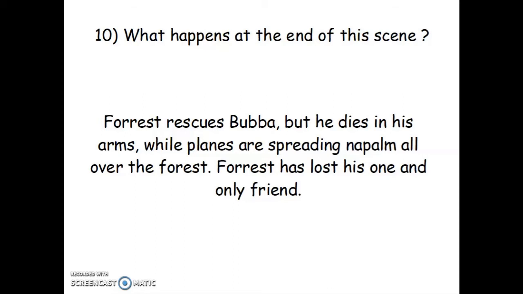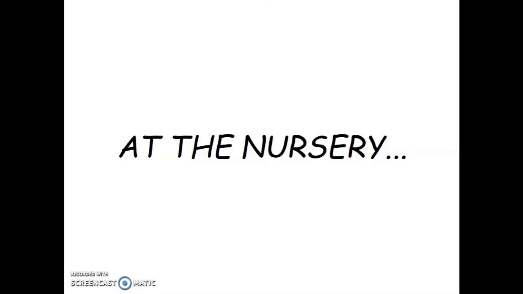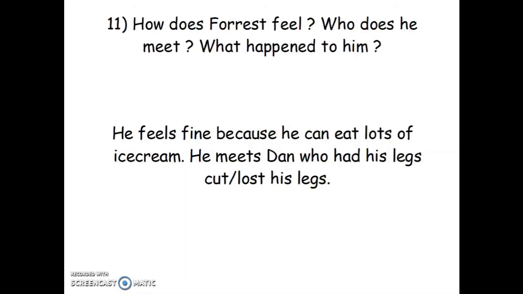That leads us to question 11. And question 11 is at the nursery. So Forrest Gump has been wounded, okay? He has received a bullet in the buttocks, the bottom, which means, well, at his lower back, if I can say so. And so, how does Forrest feel? And who does he meet?